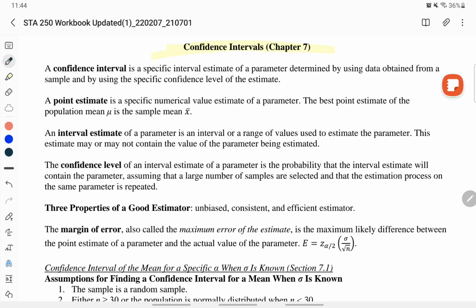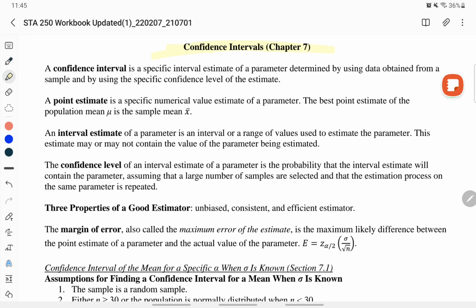What is a confidence interval? A confidence interval is a specific interval estimate of a parameter determined by using data obtained from a sample and using a specific confidence level of the estimate. Basically, you want to estimate what the parameter is by using information obtained from the sample.